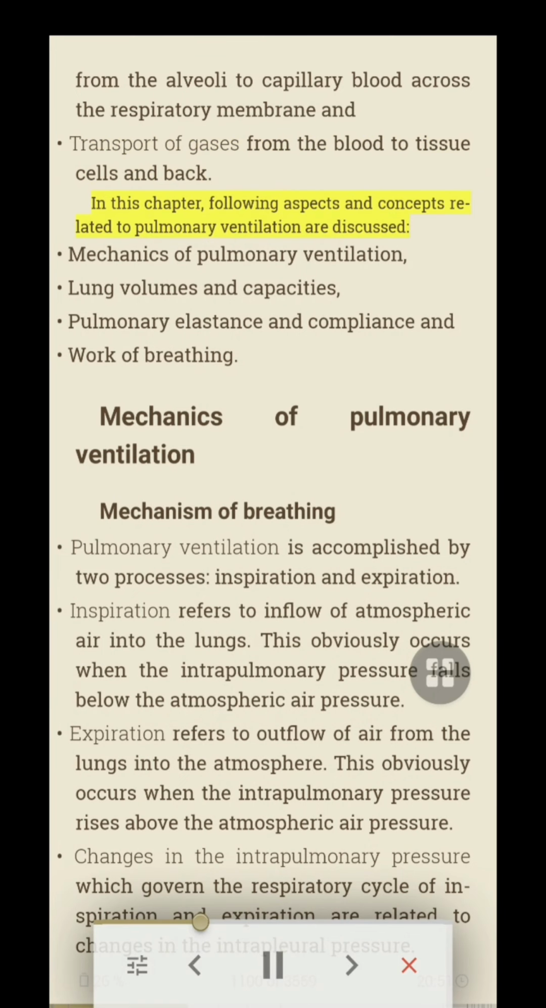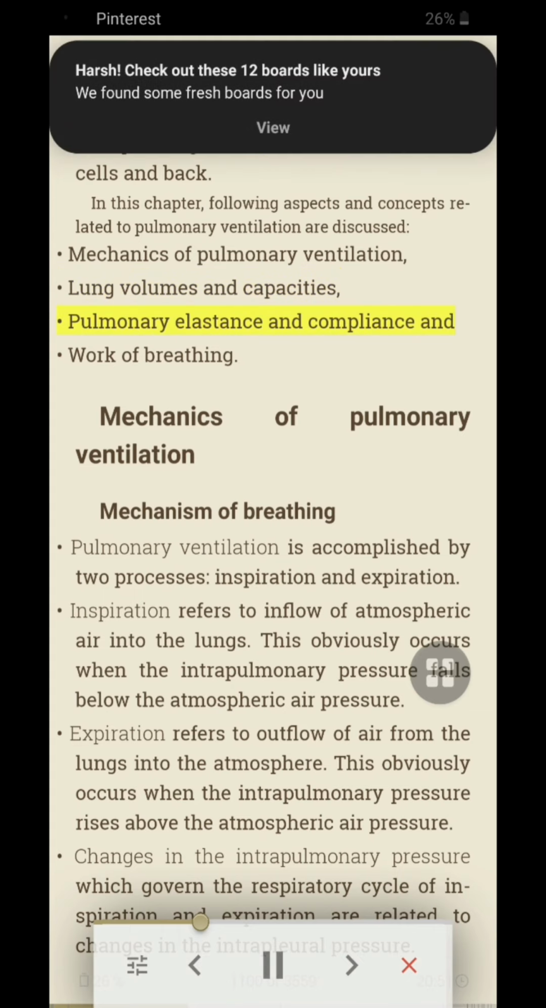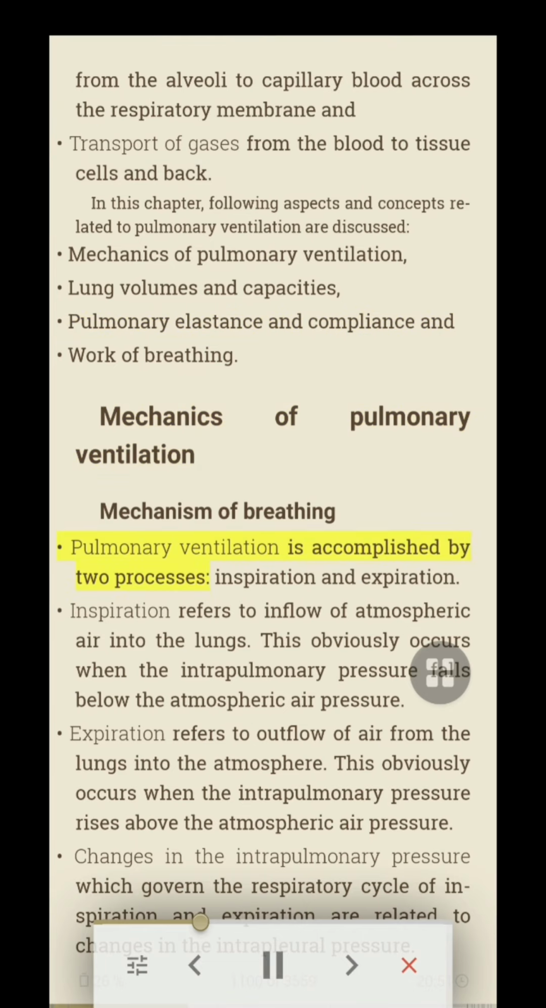In this chapter, following aspects and concepts related to pulmonary ventilation are discussed. Mechanics of pulmonary ventilation. Lung volumes and capacities. Pulmonary elastance and compliance and work of breathing. Mechanics of pulmonary ventilation. Mechanism of breathing.